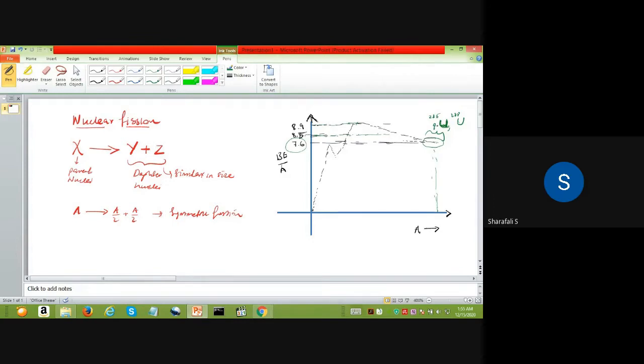So here you will be having 92 atomic number, mass number, all that. Anyway, these nuclei have a very large mass number and are very large in size. On this side, they will have a binding energy per nucleon of around 7.6.